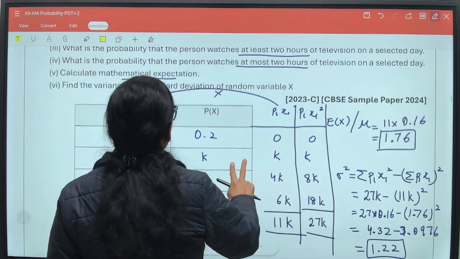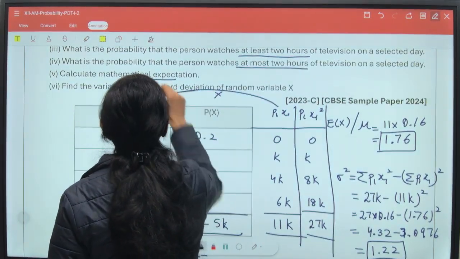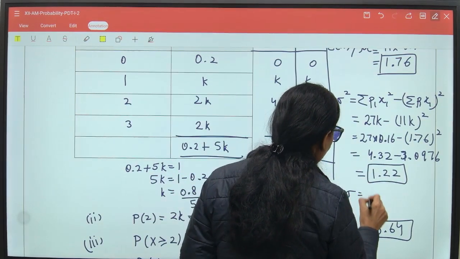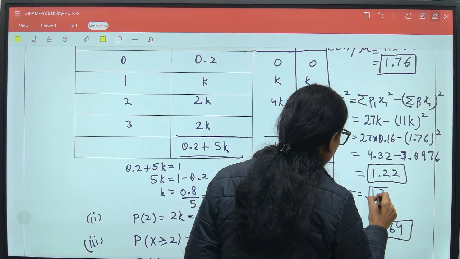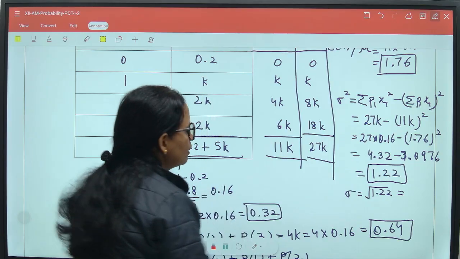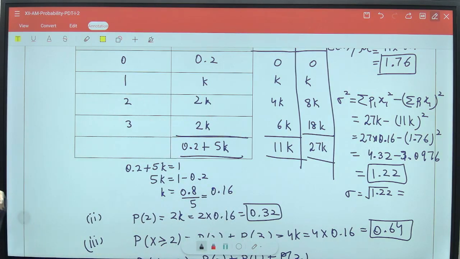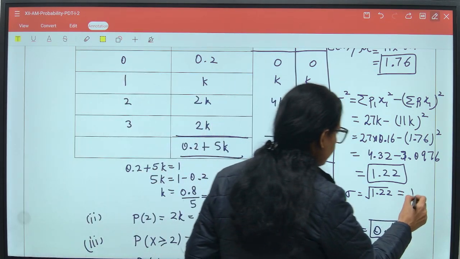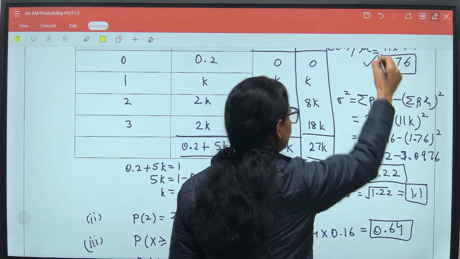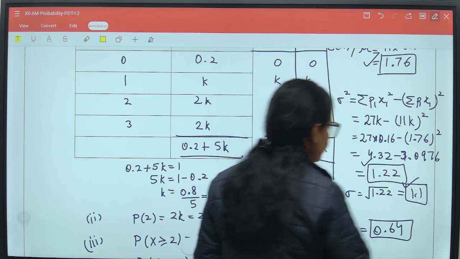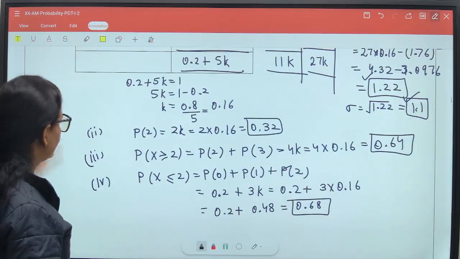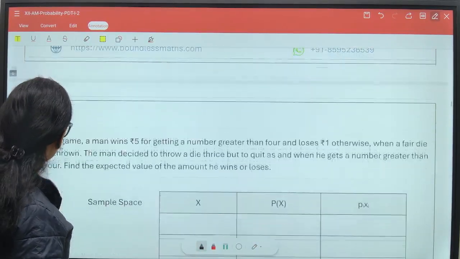Do we need to find standard deviation? Yes, we need to find standard deviation also in the next part. So that means we need square root of 1.22. I hope everyone understands how to find square roots of numbers. So the standard deviation is square root of 1.22, which will come out to be 1.1. So this is the standard deviation. So we have the mean here, variance here, standard deviation here. Highlight all your answers in boxes so that it's easier to locate them. Okay, so let's move to the next question.